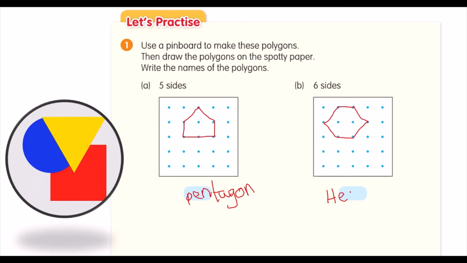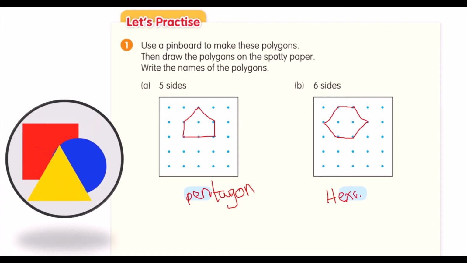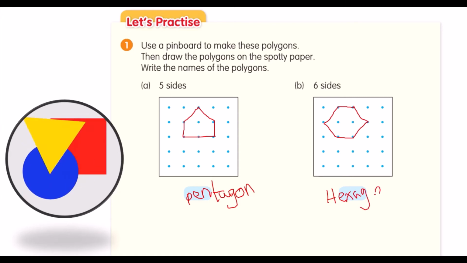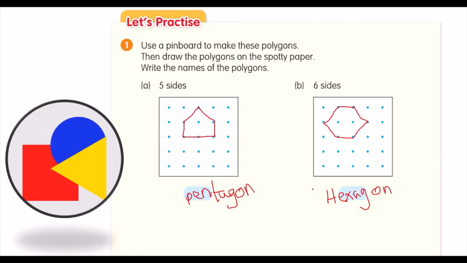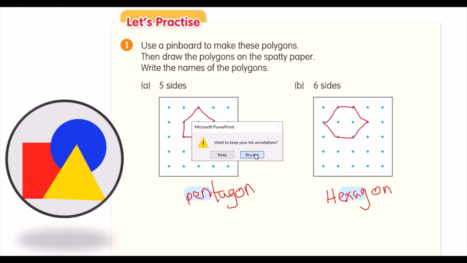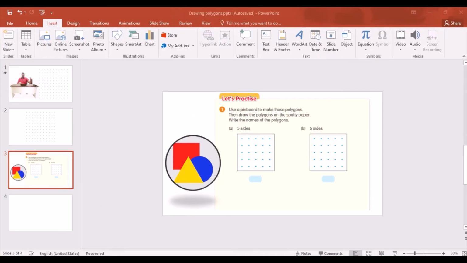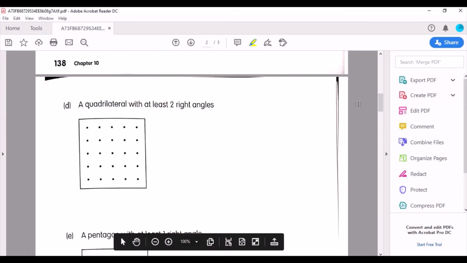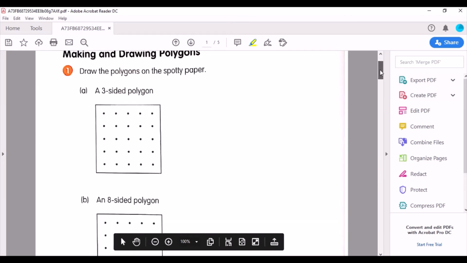A hexagon. Okay, that's really good. Excellent work. Okay, now let's try to move to the next thing here that we have. One more activity. You're also going to be working on your math activity book for these pages.